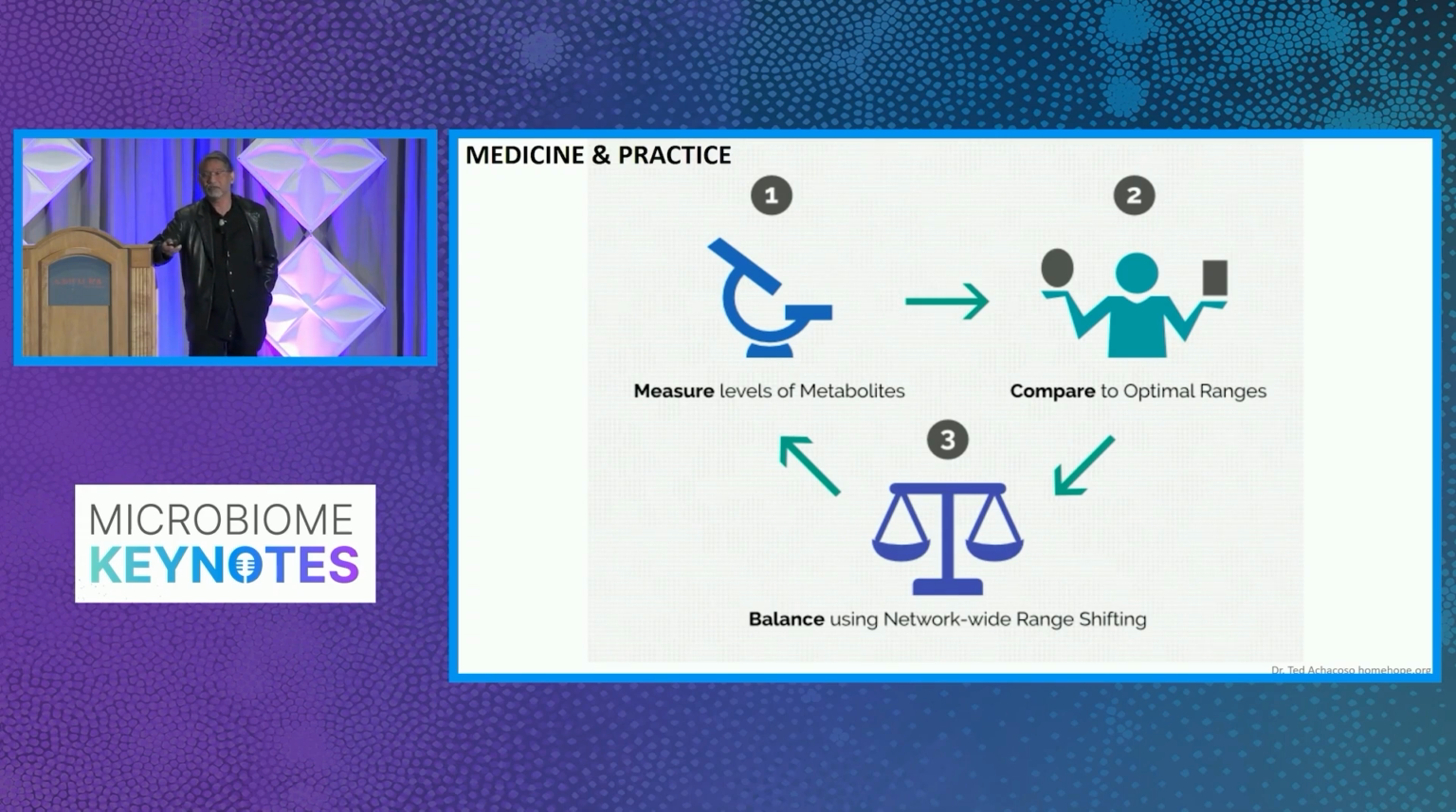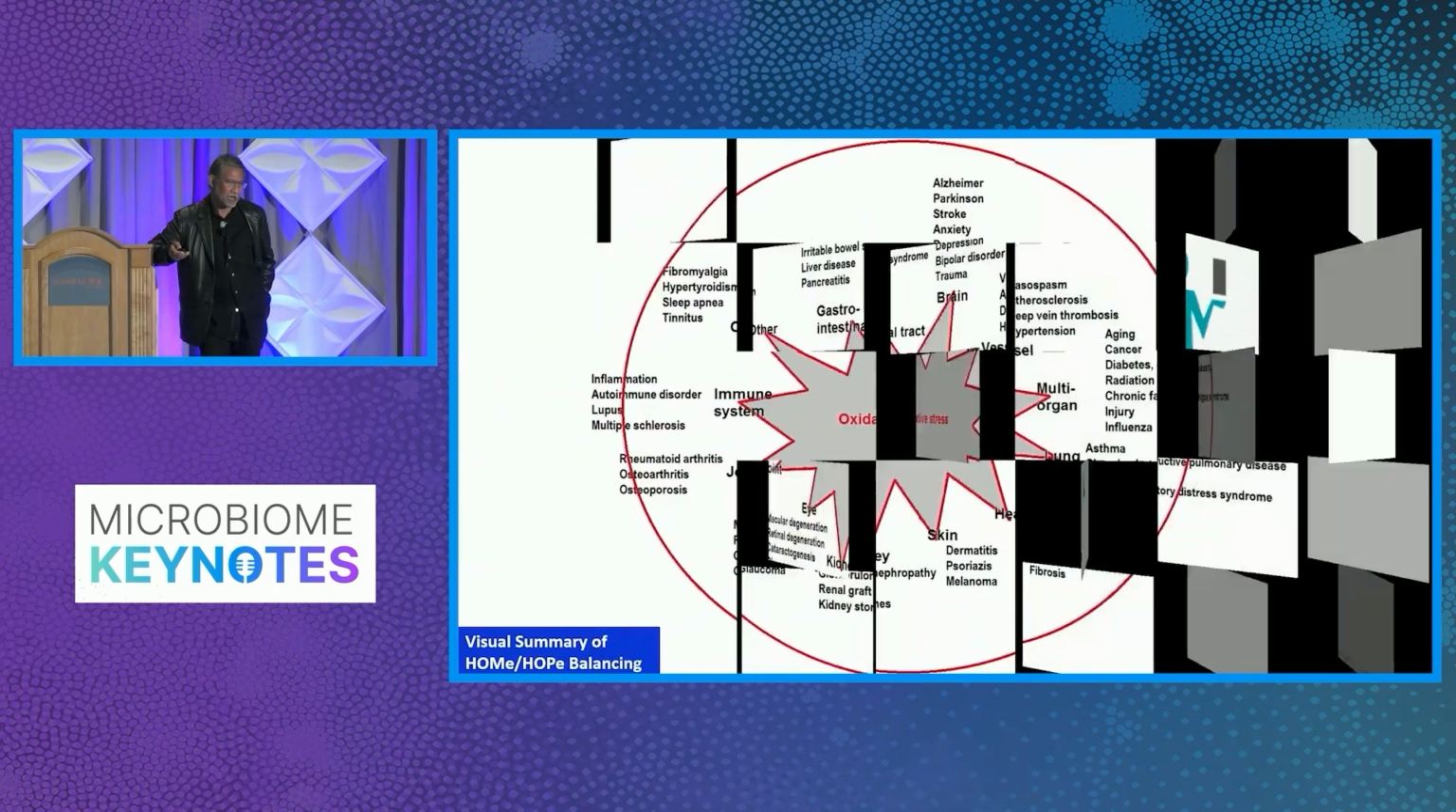Network-wide range shifting brings the concept of network. Everything is networked in the body. If you touch one node, everything else moves. The other one is ratio correction. For example, if you are looking at omega-3, omega-6 balance, then you should correct this by correcting the ratio and not correcting a single value in those metabolites.